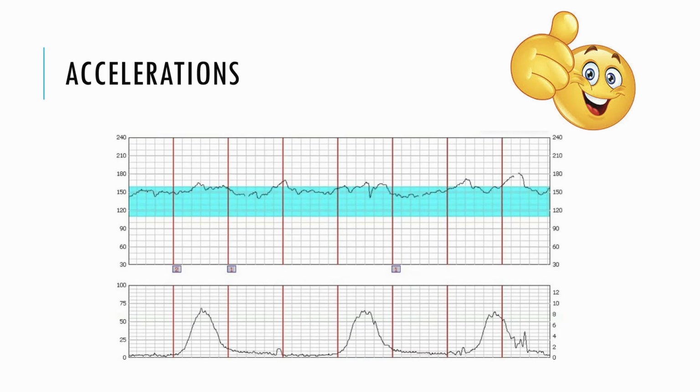Accelerations, this should be a review from exam 1. Once you know your baseline, we can look for accelerations. This is where the heart rate goes up at least 15 beats higher than our baseline, and it's off of our baseline for at least 15 seconds. So if you look at this strip, there are lots of accelerations on here. These are a good sign, a good indicator. It tells you your fetus has good oxygenation. It's definitely a good sign.